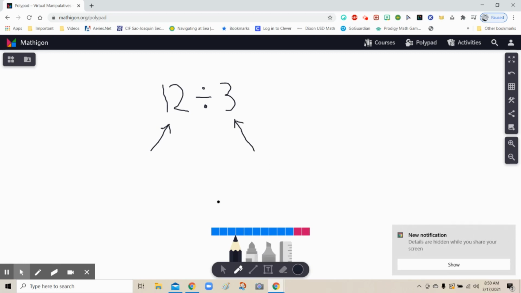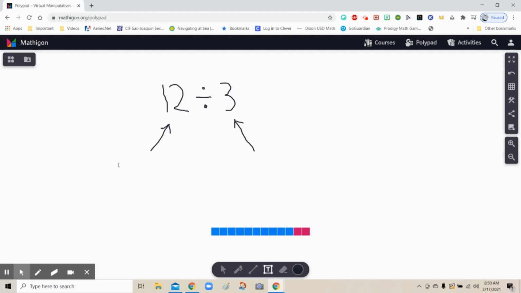And so the first number that we see here, the 12, in a division problem, this is called the dividend. Go ahead and just say that with me. Say dividend. Dividend. Let's put it right there. And the 3 is called the divisor. Go ahead and say divisor.